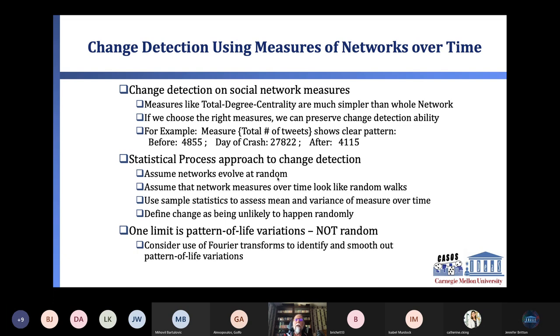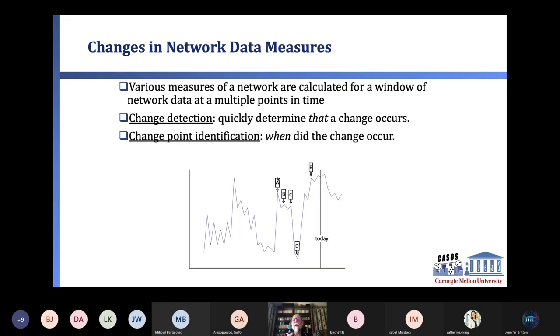And now we want to look at deciding, well, when we see a change in the measure, how big a change should we flag as an underlying change in the network? We'll come back to the problem of pattern of life variations. They are important, and we have a solution that we use for them, and we'll talk about that too. So that's kind of where we're going in the last half of this lecture.